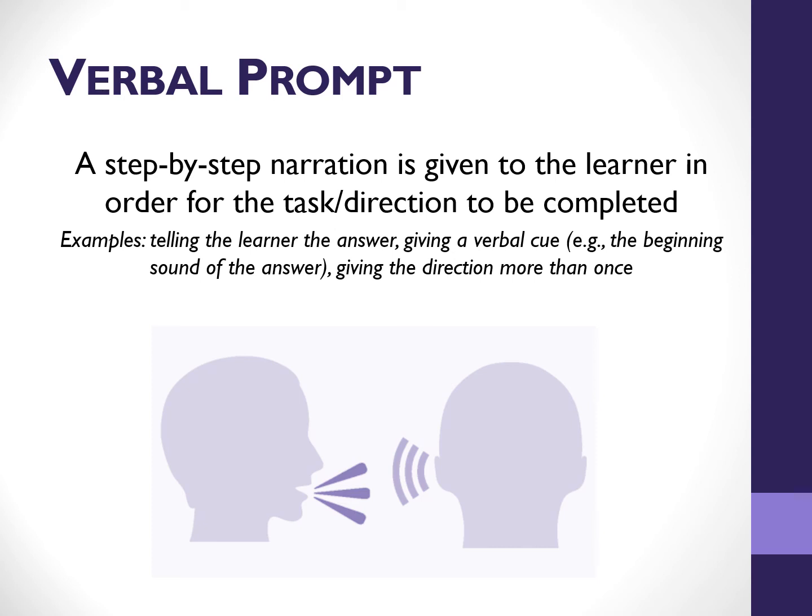An indirect verbal prompt, on the other hand, gives a hint without providing the full response. So an example of an indirect prompt would be asking the learner a question like, where should we go next, after retrieving a cup to fill up with water from the water fountain, which signals to the learner to say, we should go to the water fountain next.